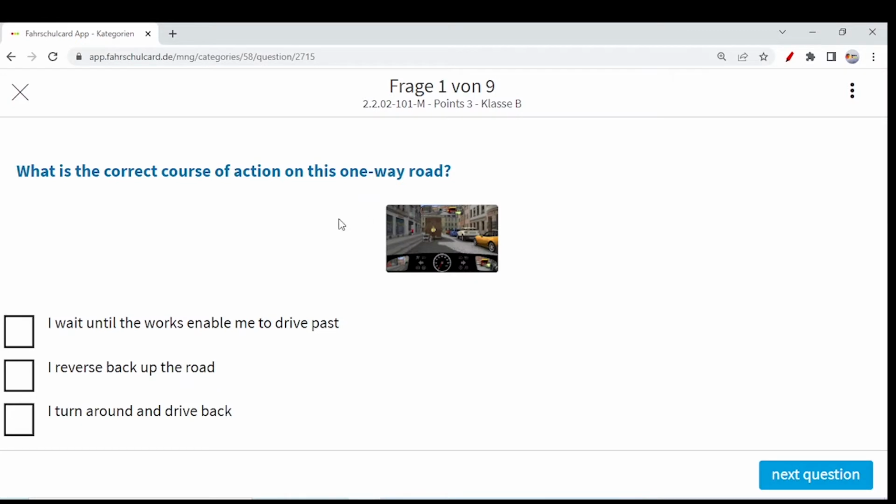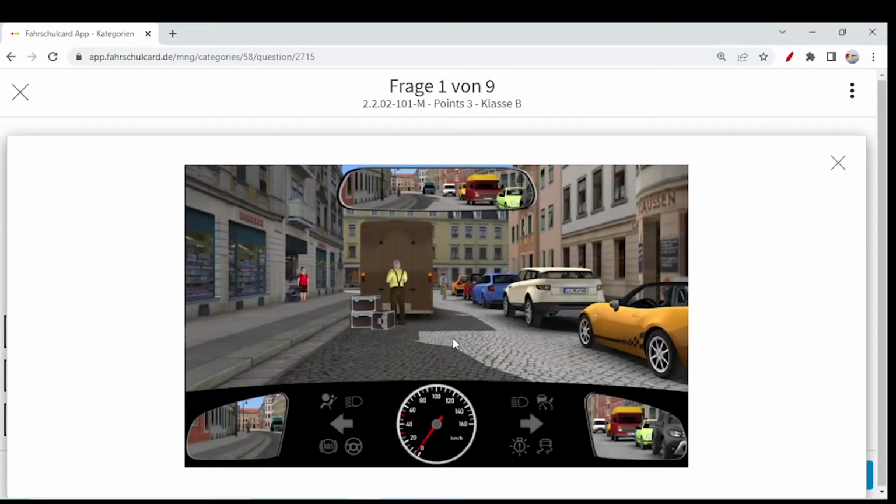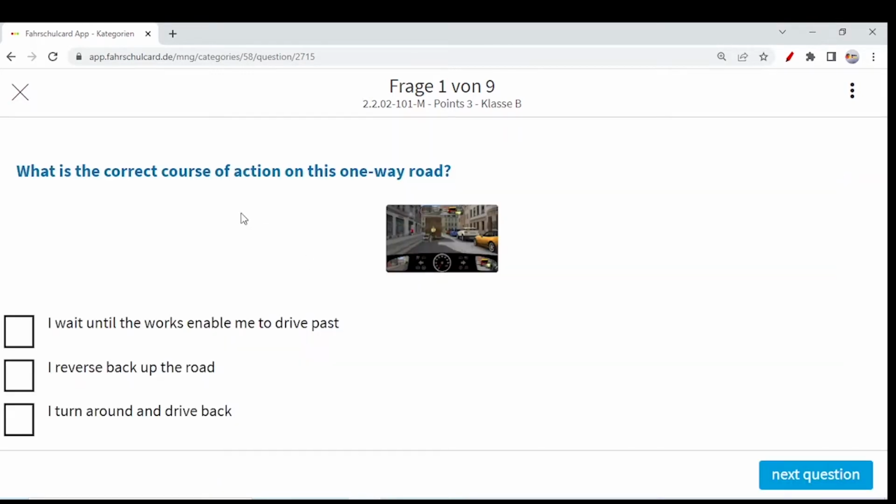Anyhow, they are asking us what is the correct course of action on this one-way road. You can see there is a truck in front of you. Maybe this person is loading stuff in the truck or van, and cars are parked over here. No oncoming traffic is expected. Why? Because it's a one-way street. The direction of the road is only in this direction. So what should you do? From the situation it is not that clear, so maybe you have to wait for the time being, as this person has already switched on the Warnblinkanlage, the hazard warning light, and will start the journey again in a moment after loading this stuff. So let's see what the options are, what is the correct course of action.